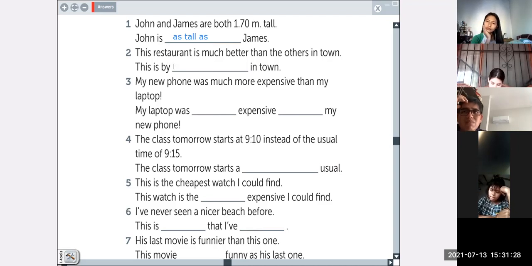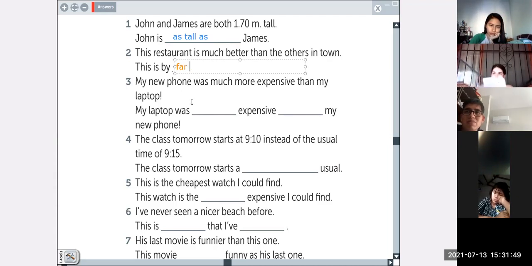So this is by, aquí dice much better. ¿Qué significa eso? By, cuando describimos una gran diferencia, by. Much better. By far. Cuando ocupamos by far, ocupamos comparativo o superlativo. What do you think?